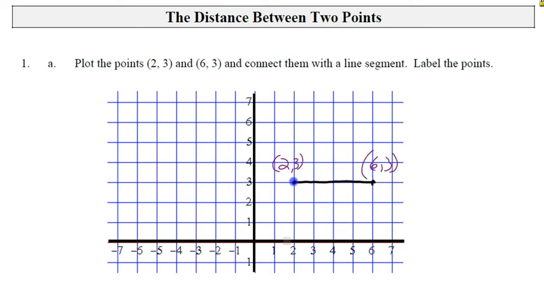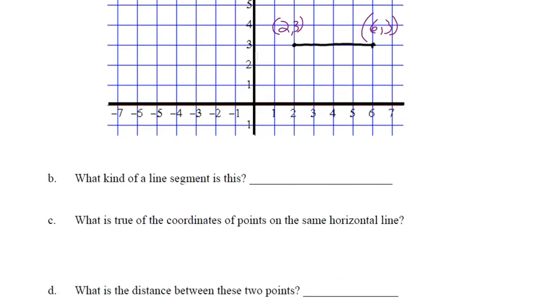All right, what's next? What kind of a line segment is this? Yeah, be a little more descriptive, shall we? It's a closed linear line. What kind of a line is it? A straight line, a line. What kind of a line is it? Horizontal, thank you.